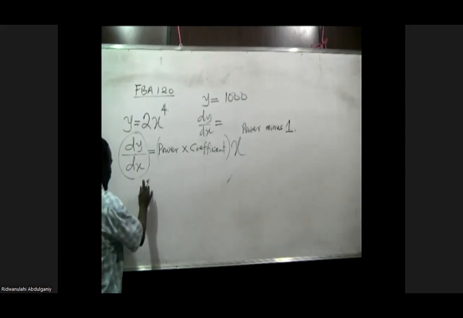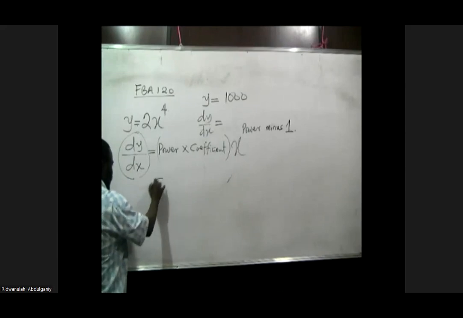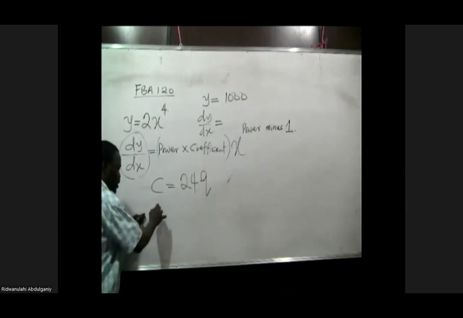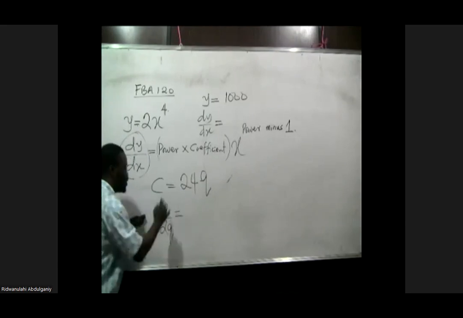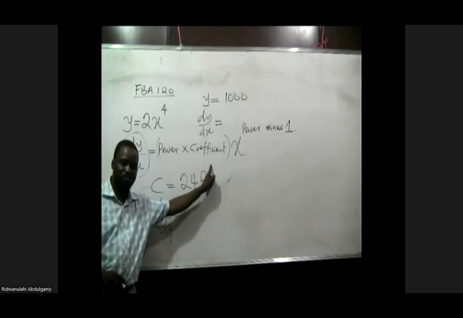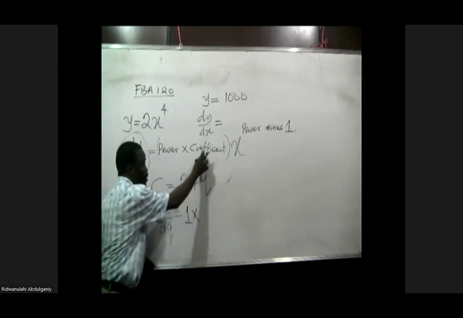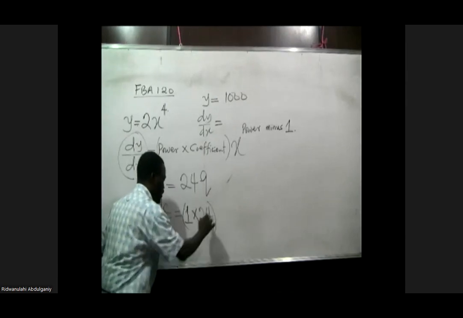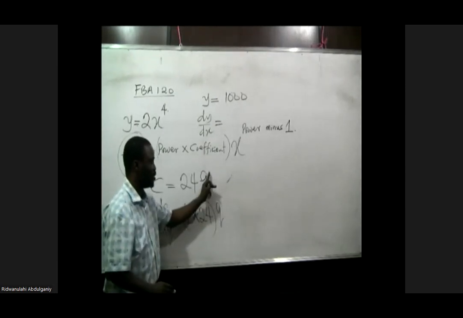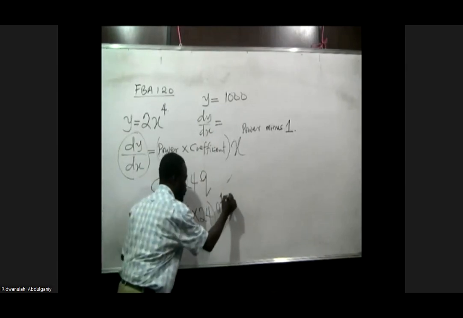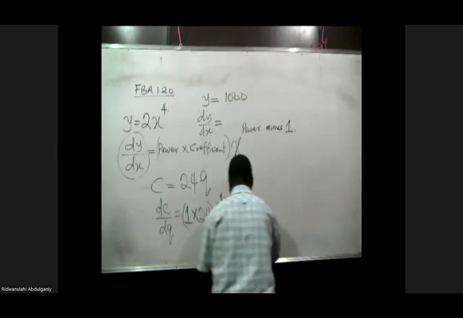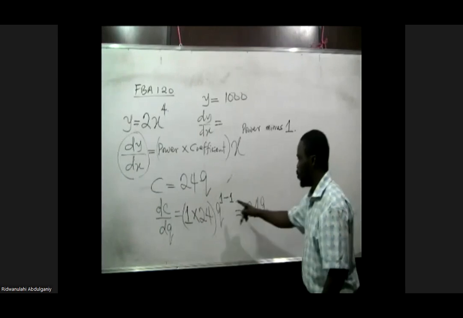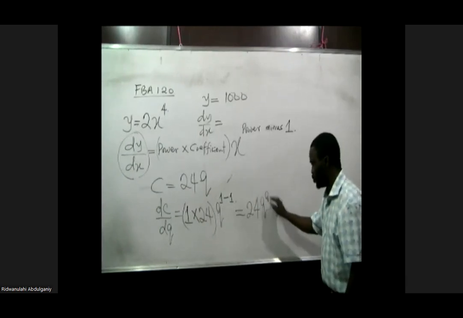Suppose I have C equals 24Q. Emmanuel, the C, the Q. Let us start. What's the power of your Q? 1. Multiply by what? The coefficient, 24. Then Q, what's the power originally? 1. Minus what? 1. Okay, final result: 1 times 24, 24. Q to the power 1 minus 1, 0. We move on.